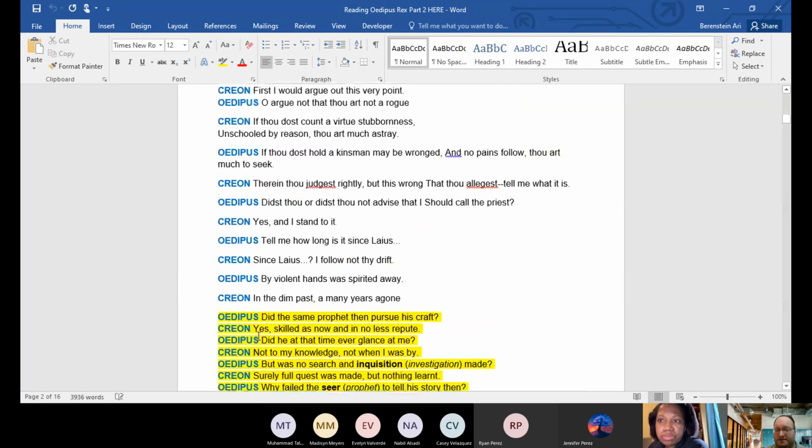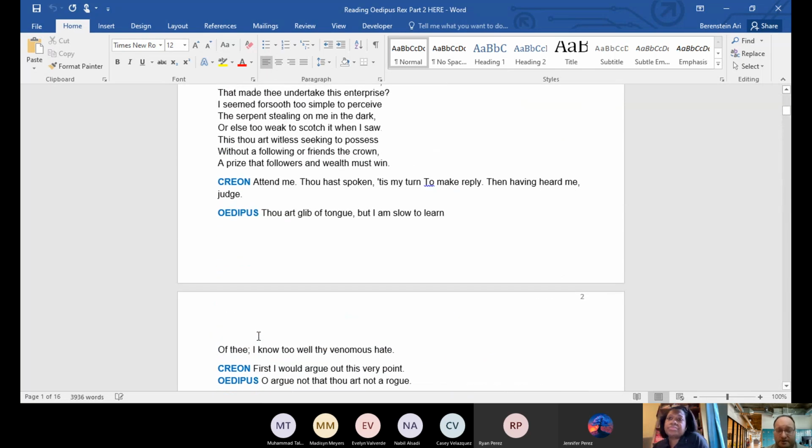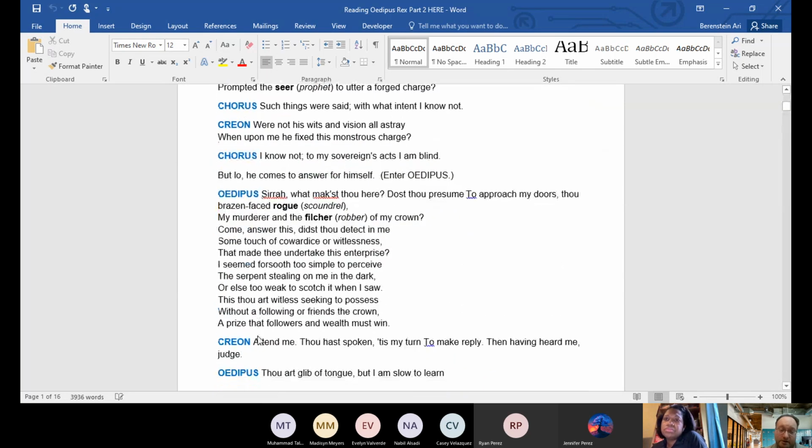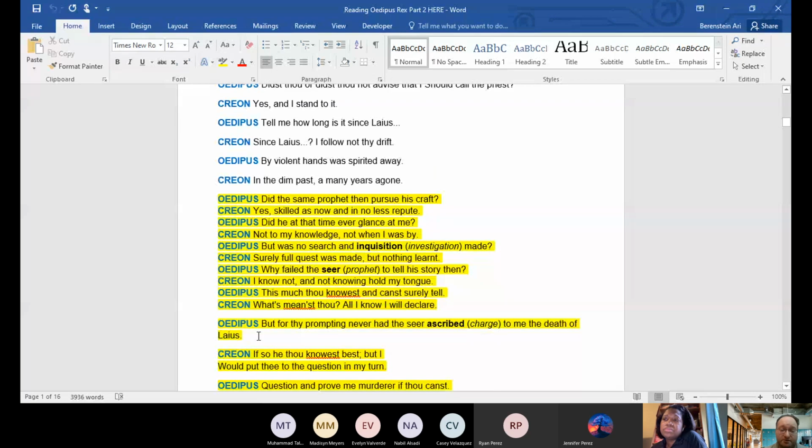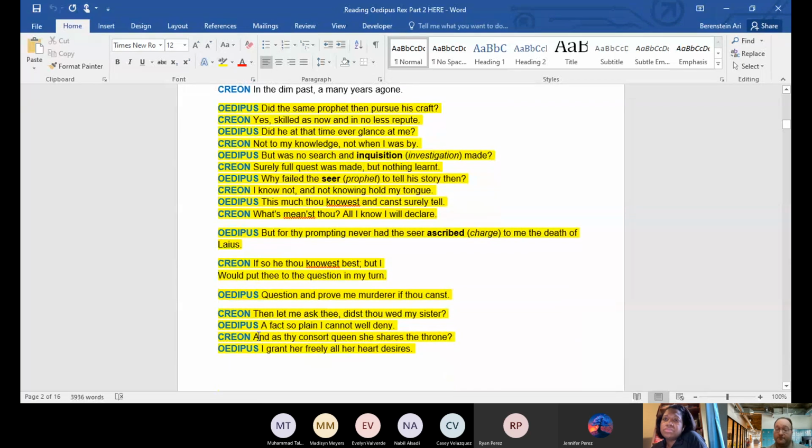So in these sections, we see Creon in a little bit of trouble. Oedipus and Creon are having an external conflict, an argument. Ms. Bosmond, what do you think is important about this section, if anything? You're on mute.